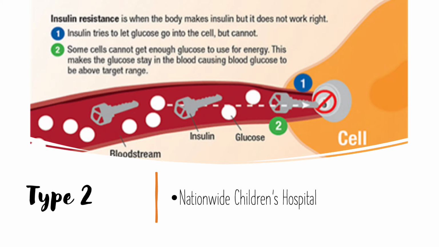And in this diagram, we can see some insulin resistance. So with the blue one, we see where the insulin tries to let glucose into the cell but is unable to. And the number green 2 shows how some cells cannot get enough glucose to use for energy. This makes glucose stay in the blood, causing blood glucose to be above target range. And then this would call for medications such as insulin or other medications that a provider might prescribe in order to control this.